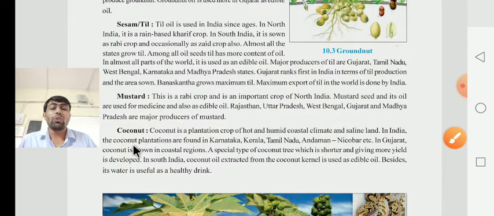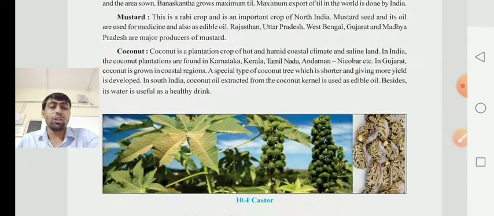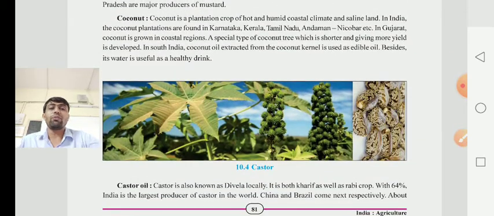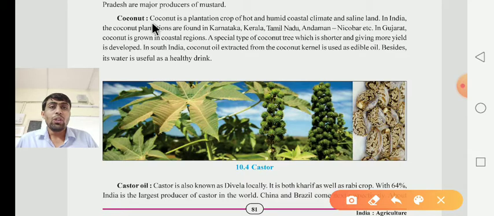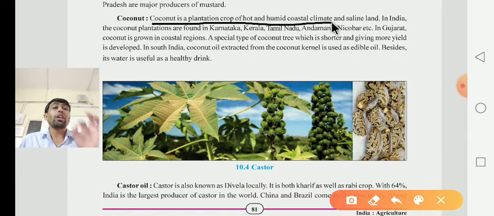Now next, they have given about the coconut. And you know very well, dear children, the meaning of coconut. Coconut means nariyal. Coconut is a plantation crop. Which kind of crop? Coconut is a plantation crop of the hot and humid coastal climate and saline land. Humid means bhejwadi. Saline land means charwadi zameen.